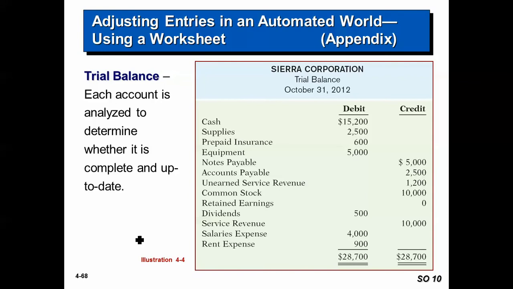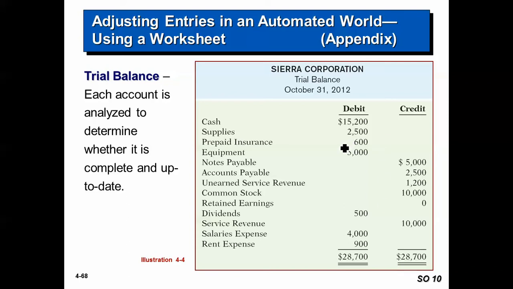Okay, now the adjusting entries in an automated world. This is what we would have with the trial balance. This is how we start. This is before any adjustments. We have recorded all the transactions up to October 31st. And here we have a trial balance. That's how we ended in Chapter 3.